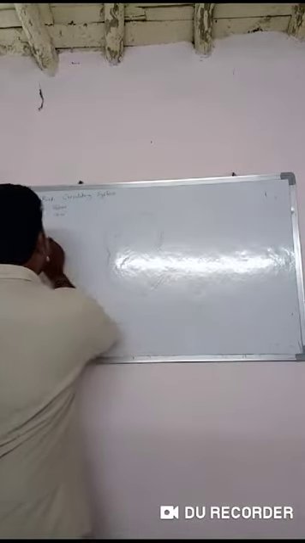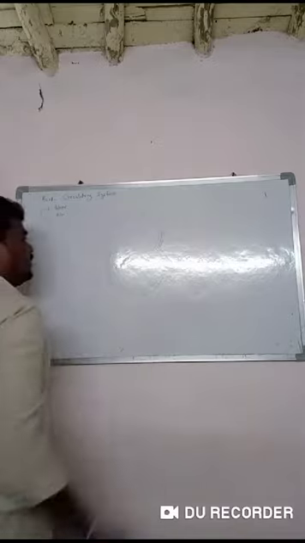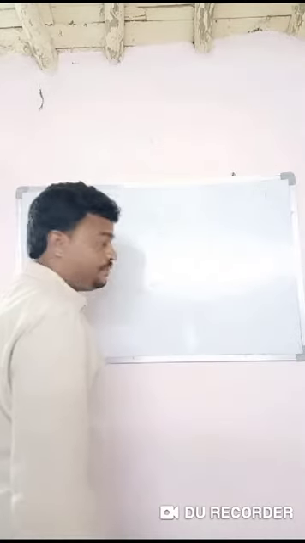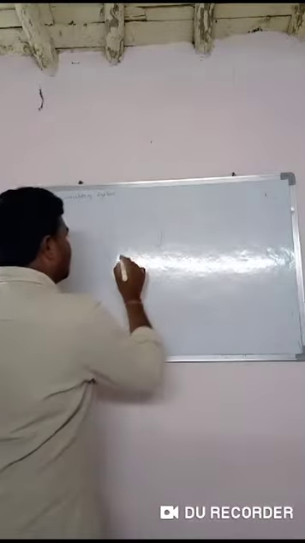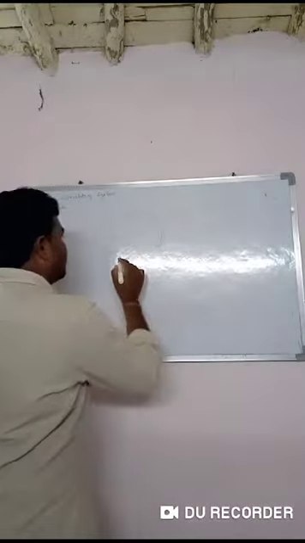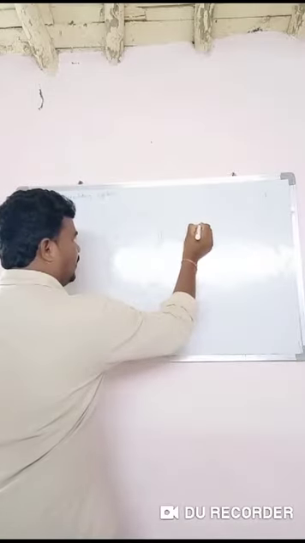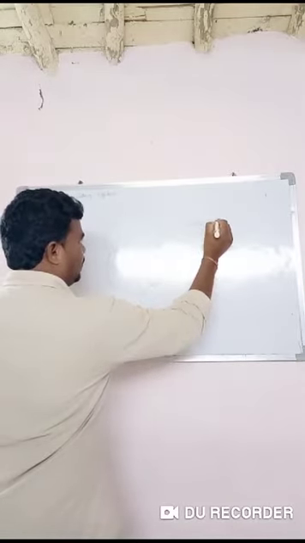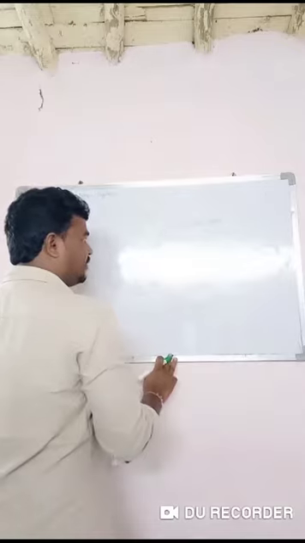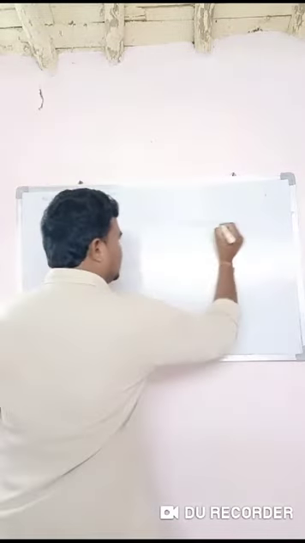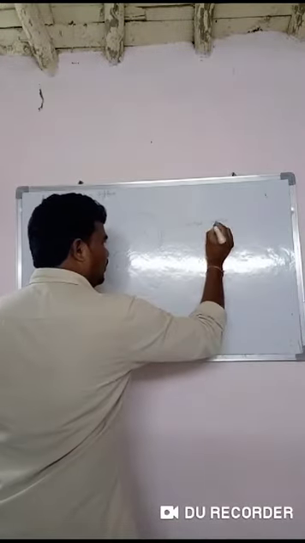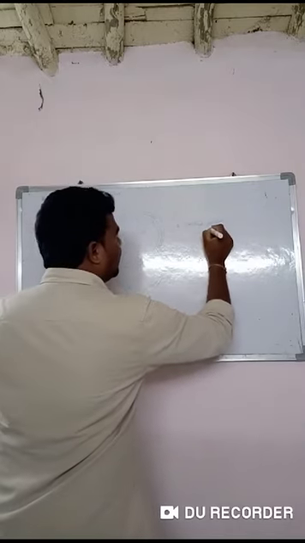Now come to the internal structure. Here there are the two auricles, this is the auricle, this is also an auricle. The two auricles are separated by a vertical partition, called the auricular septum.